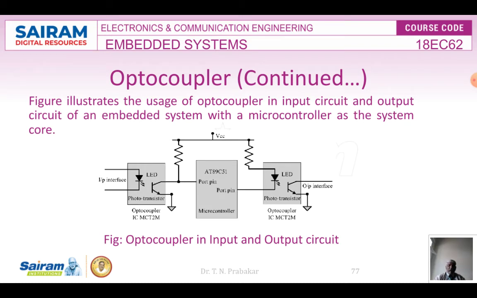So the high current or high voltage will not affect the 89C51. So that the 89C51 is protected from high current or surges, right? That is actually the protection of the left hand side.